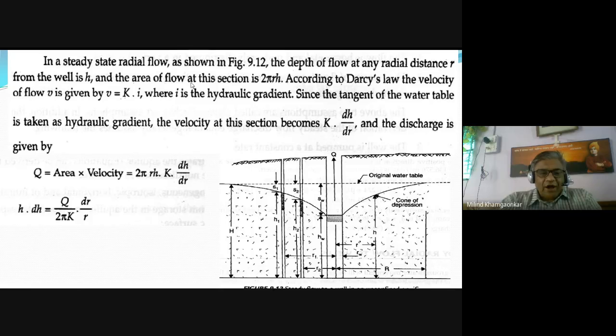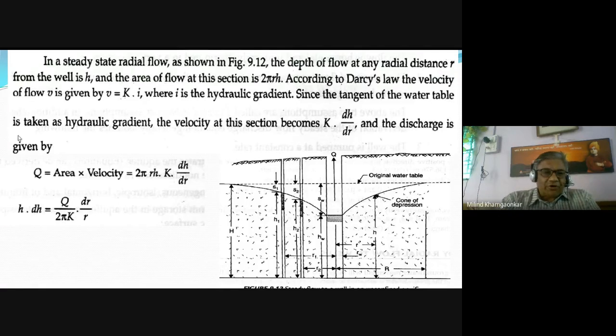So the area of flow, inflow from the aquifer to the well at this section, which is at a distance of r, will be twice pi r, that is the perimeter of this assumed surface of flow, and h is the height. So therefore the area will be twice pi r into h. Now as per Darcy's law, the velocity v is equal to k into i. K is the coefficient of permeability and i is the hydraulic gradient.